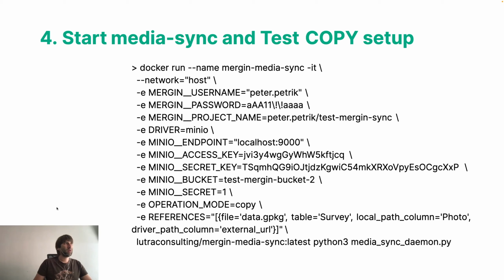So now it's the time to start Media Sync and test the copy setup. Copy setup means that the files will stay on Mergin Maps. Here is Docker command. If you want to copy it, it's also in the comments below the YouTube video. I have username, password, some MinIO setup, access key, bucket name, and in references I have set up where to put external URL.